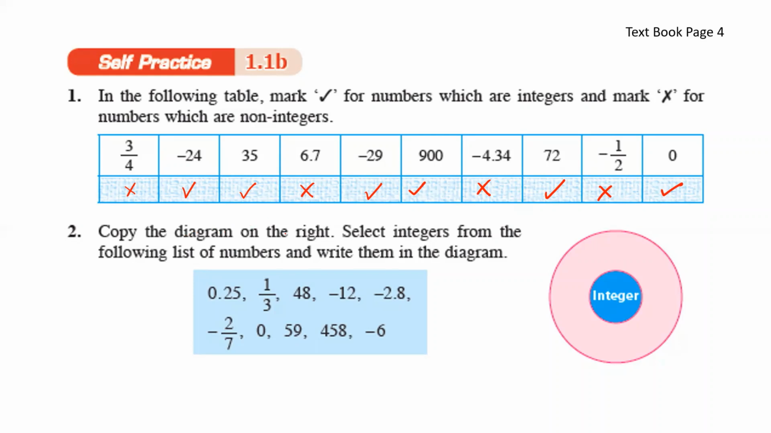Copy the diagram on the right. Select integers from the following list of numbers and write them in the diagram. So integers are whole numbers with the positive or negative symbol. Since this is a decimal, it cannot be an integer. Fraction, decimal, fraction. So these numbers are integers. Let's copy them into the diagram.